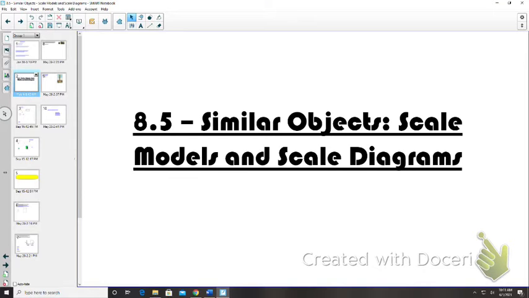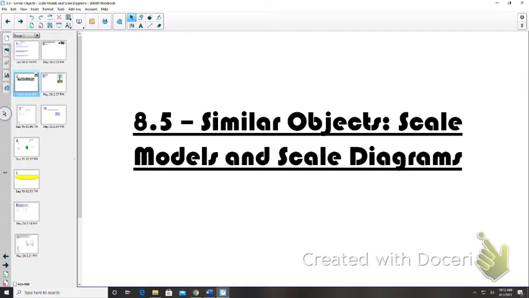Okay, so for today's lesson, we're continuing with scale, and we're doing similar objects, scale models, and scale diagrams. We use scales when we want to make an image either bigger or smaller. Making it bigger, we do in biology: if you have an image of a cell, we can't see it with the naked eye, so we magnify it. We use microscopes and other instrumentation to allow us to see that.